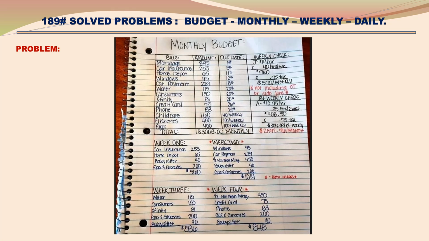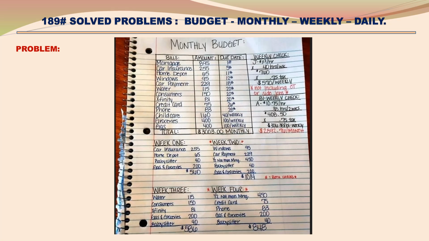Week 2: windows 95, car payment 229, half of the mortgage 450, babysitter 40, gas and groceries 200. Total for week 2 is 1014. Week 3: water 115, consumers 150, Xfinity 81, gas and groceries 200, babysitter 40. Total for week 3 is 586.